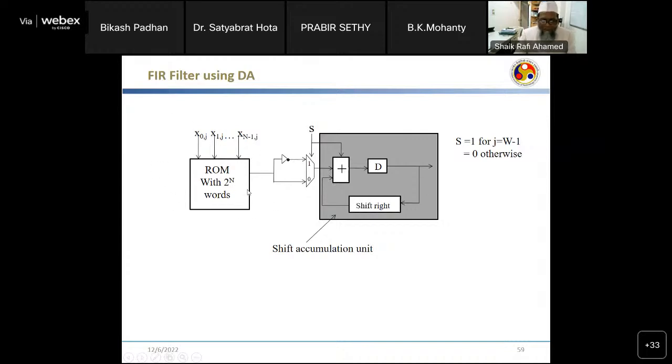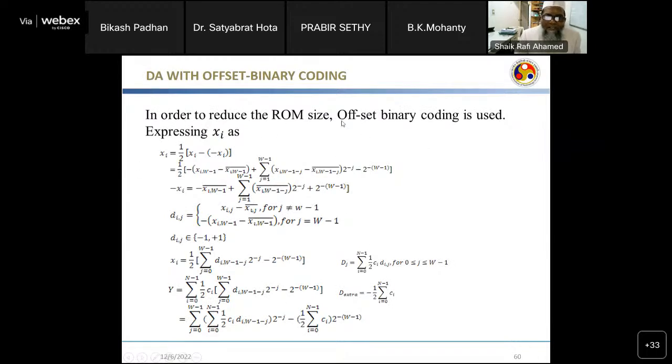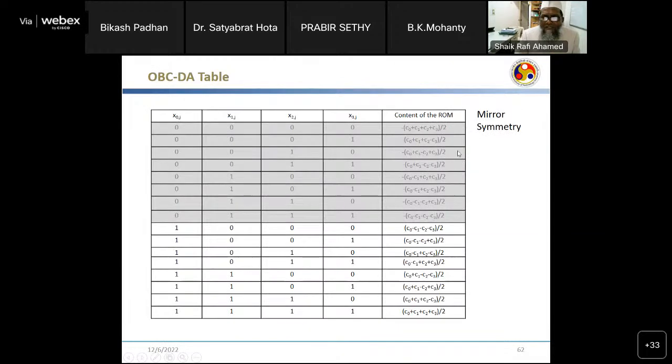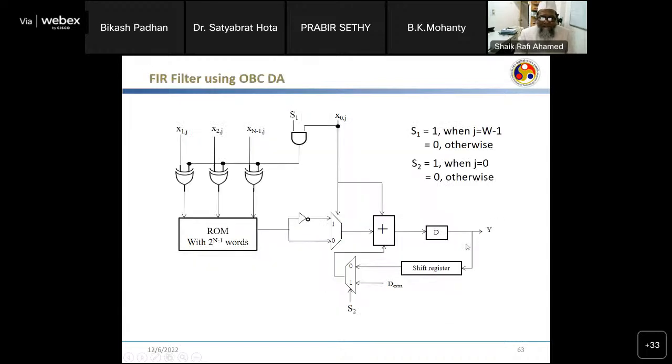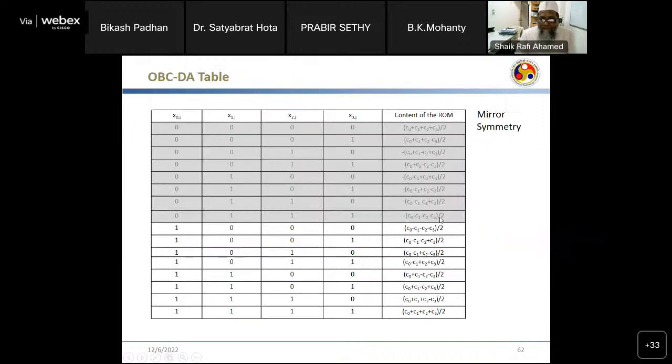In order to reduce this memory size, this DA has been modified by a technique called offset binary coding, OBC. So in this, they cleverly represented this, and finally what they found is that out of the 16 locations, 8 locations will have positive values, 8 locations will have negative values. Instead of storing these 16 different values, you store only the 8. The remaining 8 are only the negative sign of the first 8 locations. So you can take care of that outside of this circuitry, and you can have some additional circuitry outside to add this minus sign to the first half of the locations. As a result of that, the memory size is half of that of the original DA. This is called OBC DA. In OBC DA, the memory size will be reduced by half because of this mirror symmetry.